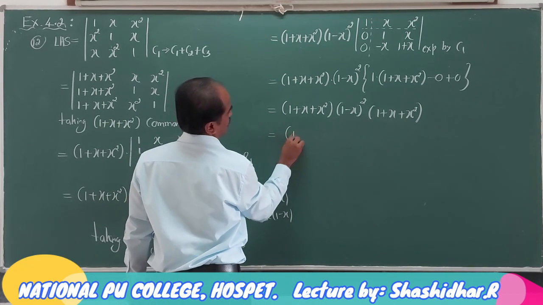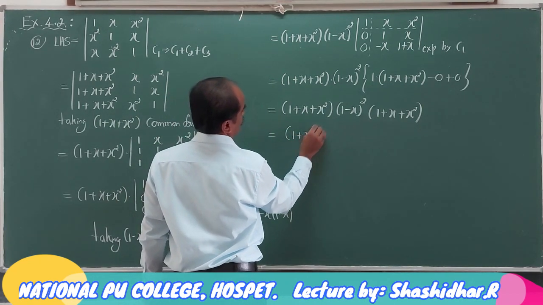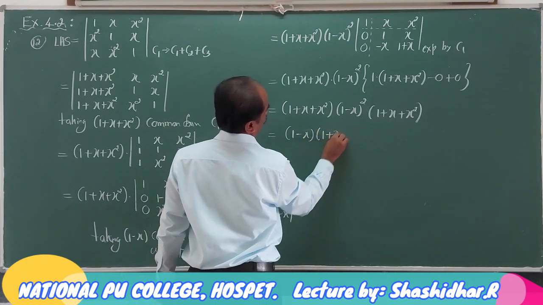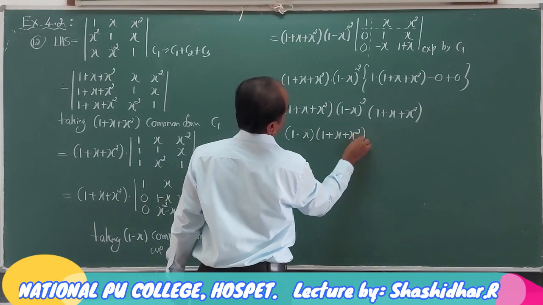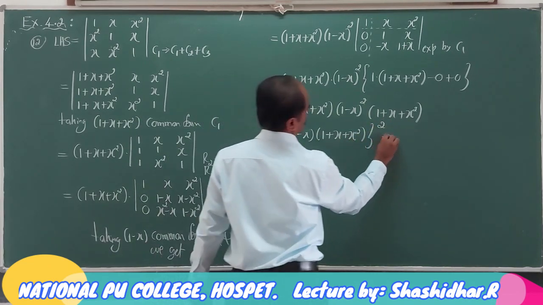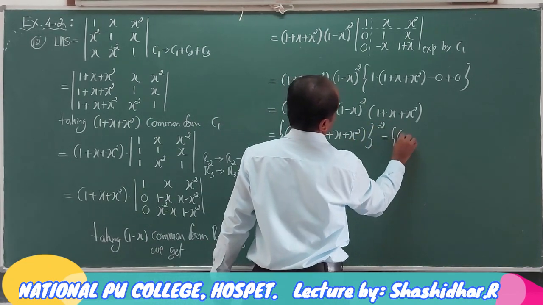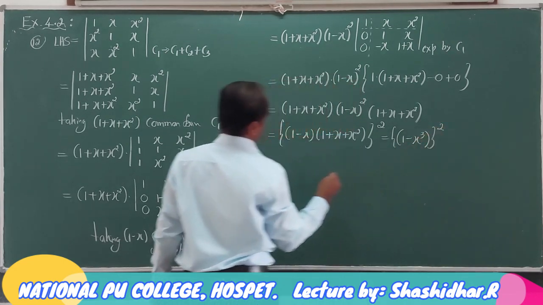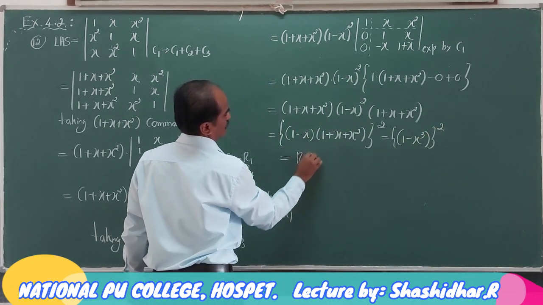So in this way it is 1 minus x into 1 plus x square whole square. That is equal to 1 minus x cube whole square. So that is our required RHS.